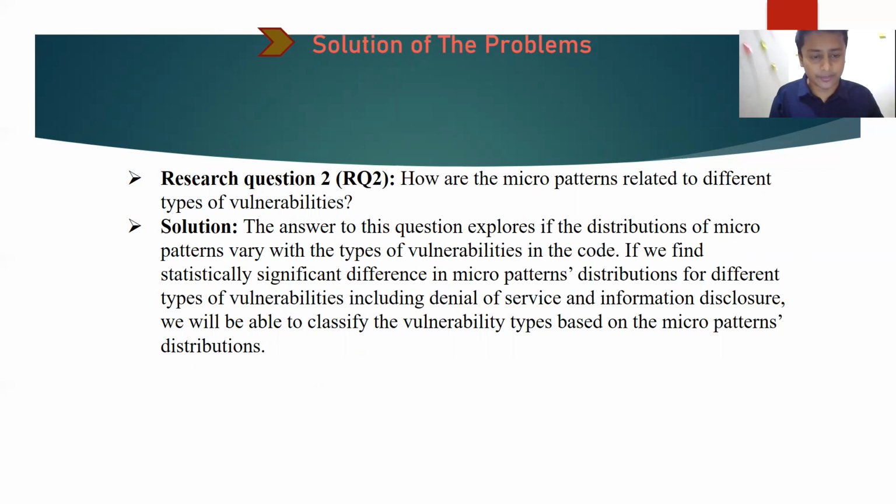The solution of this problem: the answer to this question explores if the distribution of microfeatures varies with the types of vulnerabilities in the code. If we find a statistically significant difference in microfeatures' distribution for the different types of vulnerabilities, including denial of service and information disclosure, we will be able to classify the vulnerability type based on the microfeatures' distribution.